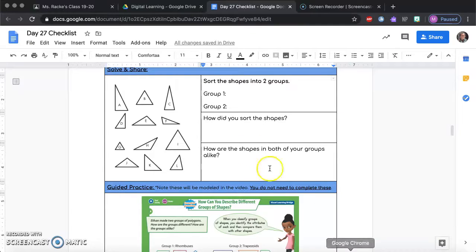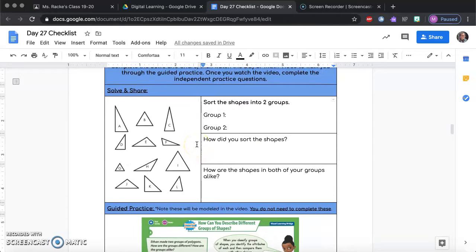So with that being said, let's go ahead and look into our solve and share. It says to sort the shapes into 2 groups and then answer the question, how did you sort the shapes and how are the shapes in both of your groups alike? So there are many, many different ways that we can sort this, but I'm going to look into 2 specific ways that you could have possibly sorted these. So the first is sorting by angles.